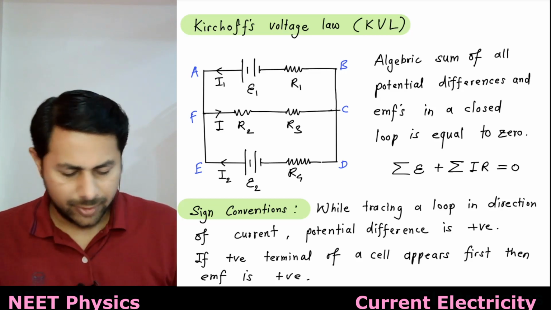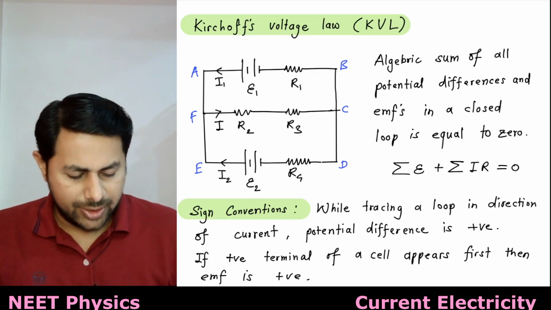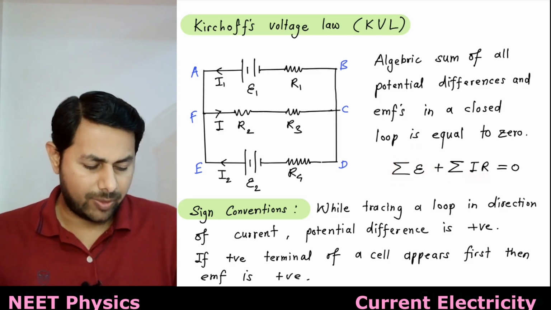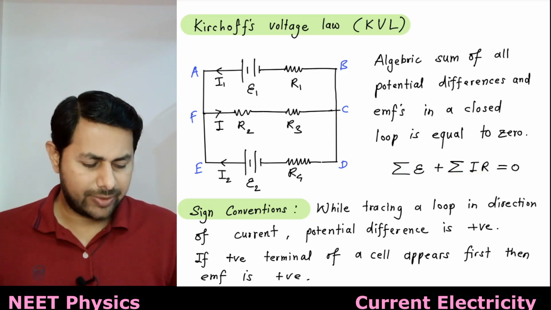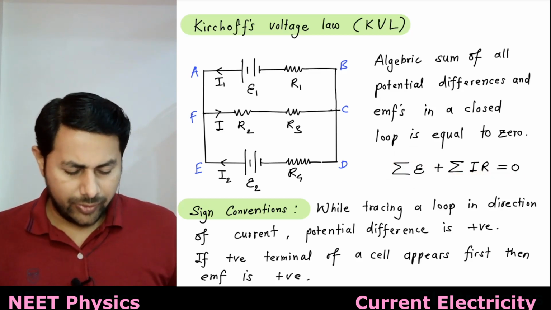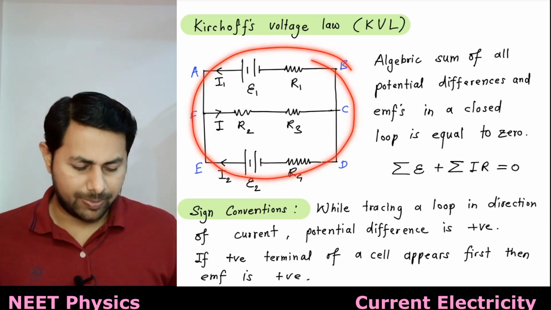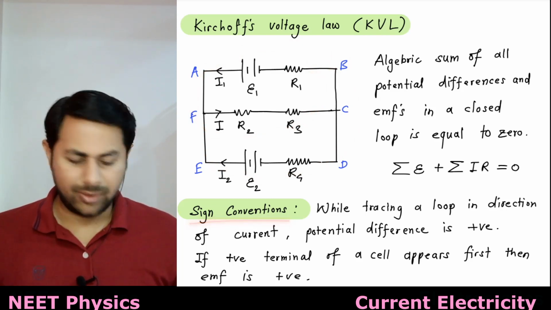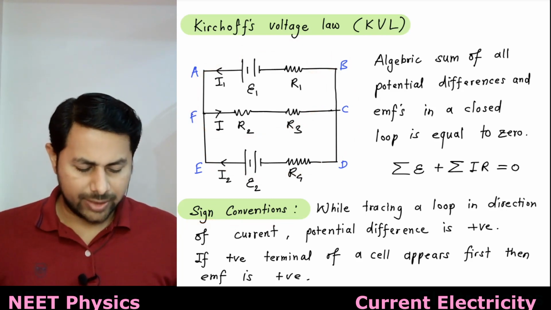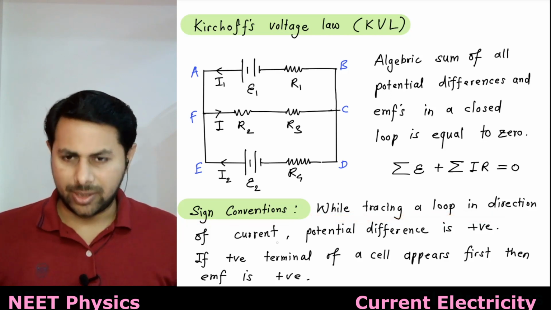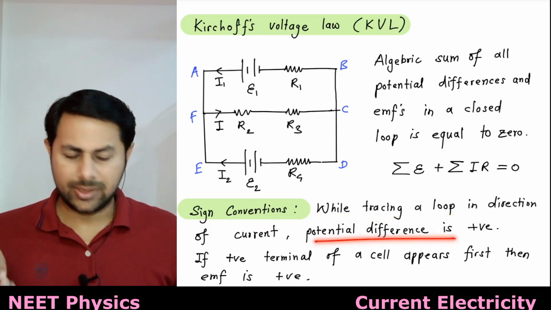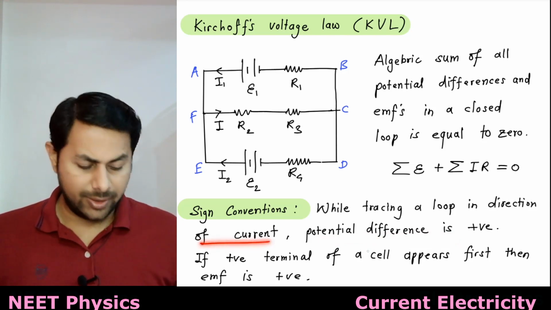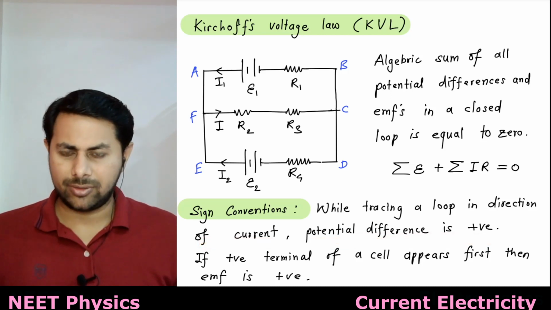Okay, so now see, sum of all EMFs plus potential differences, meaning I times R, sum of all I times R's is equal to 0. So now suppose this is a circuit and we'll apply Kirchhoff's voltage law to this circuit. There are certain sign conventions to apply Kirchhoff's voltage law. What are those? While tracing a loop in direction of the current, potential differences are considered to be positive.